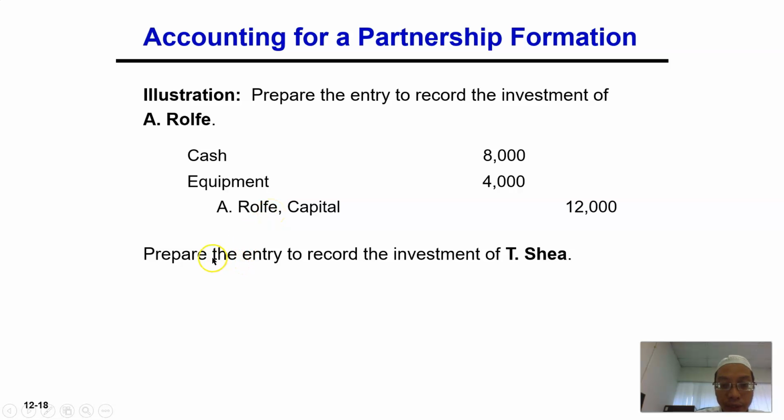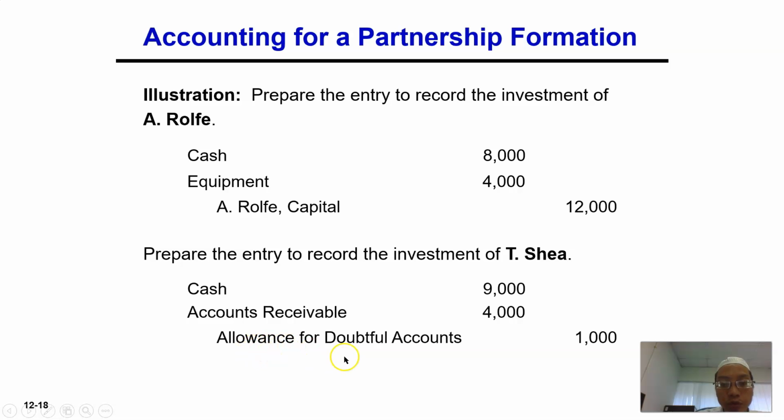This is the capital account for A. Rolf. And then for the investment of T. Shia, again we debit cash by 9,000 and we debit accounts receivable by 4,000, but then we credit allowance for doubtful accounts of 1,000. So we are left with capital for T. Shia of $12,000. So this is how we record the initial formation of the partnership when each partner brings their assets into the partnership.